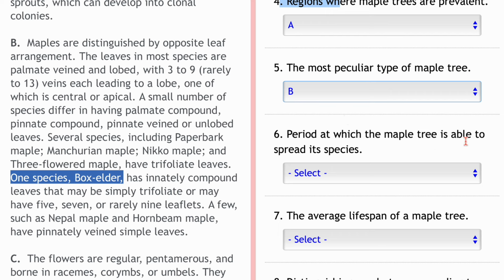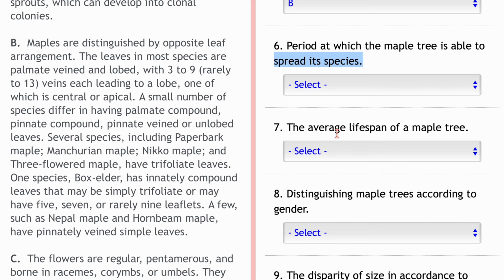Period at which the maple tree is able to spread its species. No, right? Not about spreading its species. It's not about spreading something. 7, the average lifespan of a maple tree. Not about lifespan. 8, distinguishing maple trees according to gender.